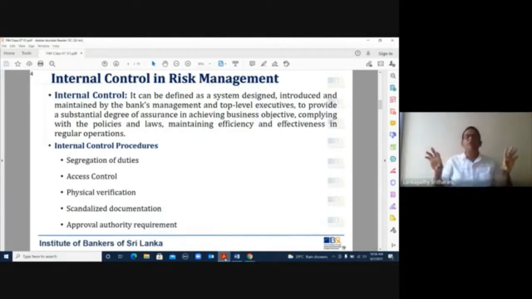This is a lengthy definition, but simply you can say it is to achieve the bank's objective. What is the bank's objective? Maybe profit making. To achieve it, the top management introduces controlling procedures at the operational level to ensure the objective is achieved through day-to-day business operations. There are several internal control procedures available.